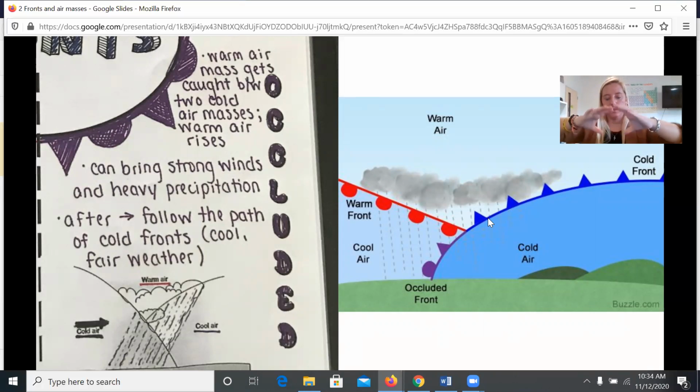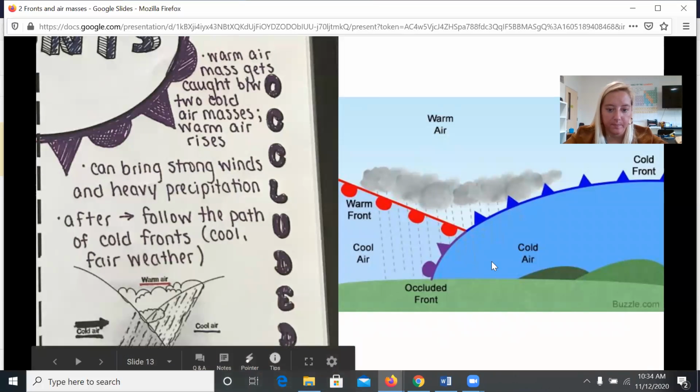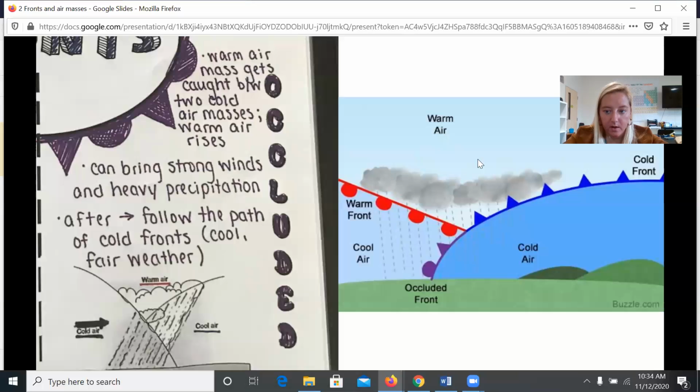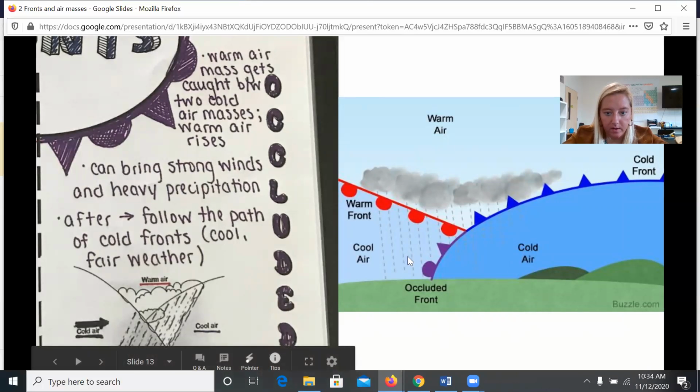So if a warm front was just sitting there, not moving, our cold fronts would move in on it and push it up, okay? That's what we call an occluded front, and those are the purple symbols right here. Again, we use the triangle and the circle, but they are purple this time. Okay, so in our diagram right here, you've got your warm air, and then you've got your two cold air masses moving together and pushing that warm air up.